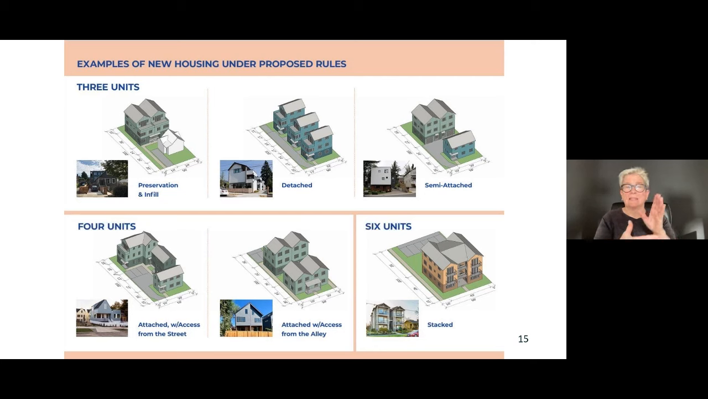So generally a three bedroom, often 3-story unit. If you build 4 units, they would be smaller, more around 1,100 or 1,200 square feet. And so they tend to be 2-bedroom units. The last example is a 6-unit development on a slightly larger property where the units are stacked.